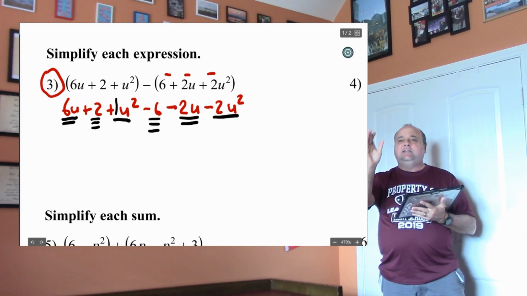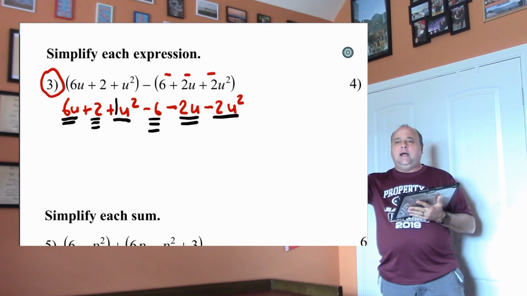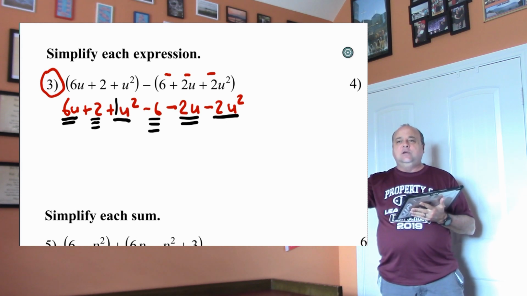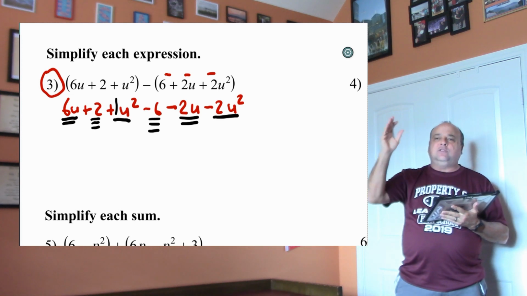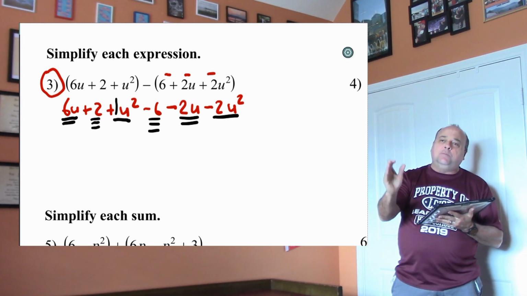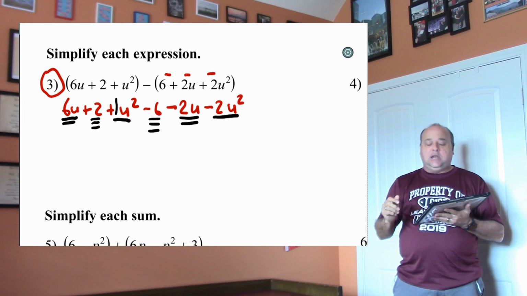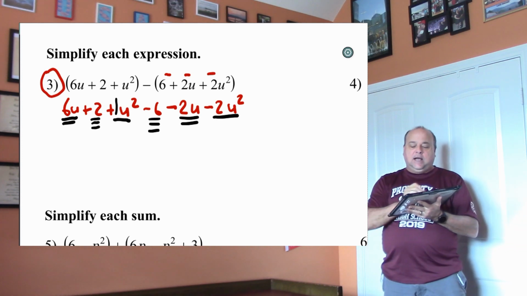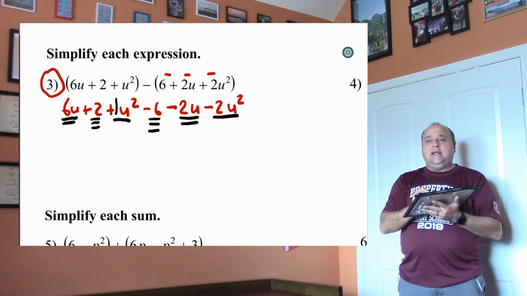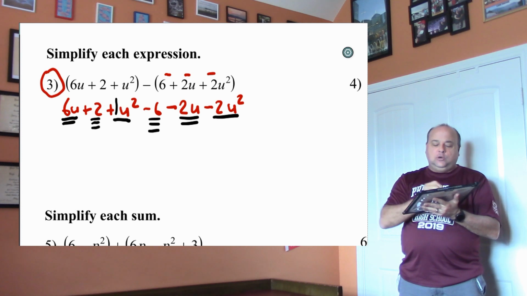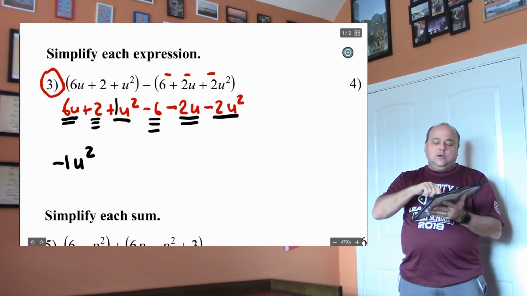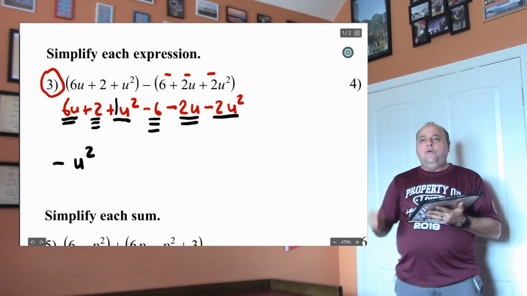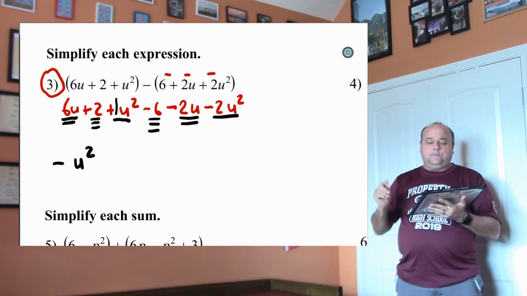So I can visually see the single underline, the double underline, and the triple underline. That's the order that my answer will be. And I'm going to add and subtract the coefficients. The exponents and variables will not change. So let's look at the single underlines. I have a positive 1 and a negative 2. 1 minus 2 is a negative 1. My letter's u, my exponent's 2. Normally we don't put a 1, do we? So we have negative u squared.